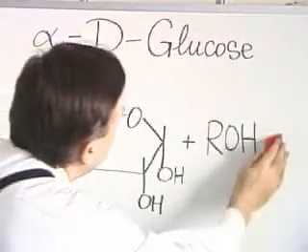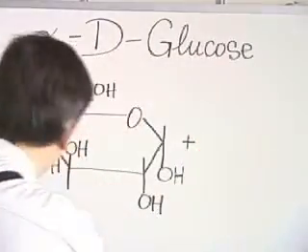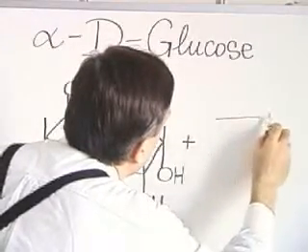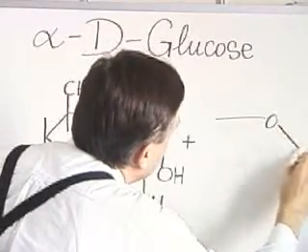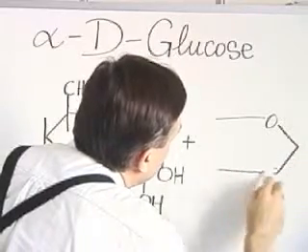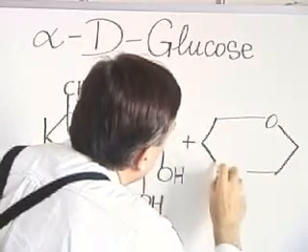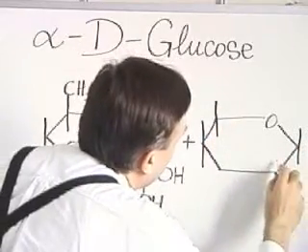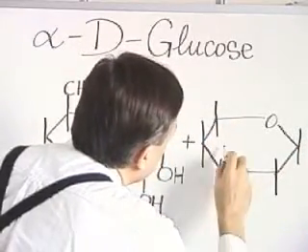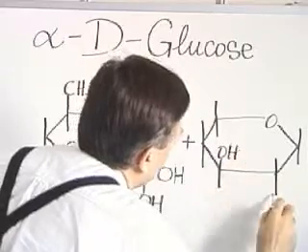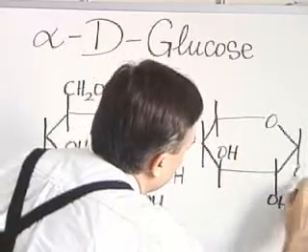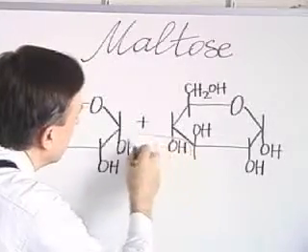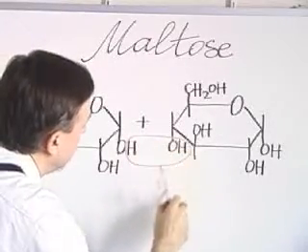Indeed, if in place of this alcohol we have another molecule of glucose, remember that glucose, besides all other properties, has also the properties of an alcohol, then a disaccharide called maltose is formed. A molecule of water is formed as a result of this reaction.